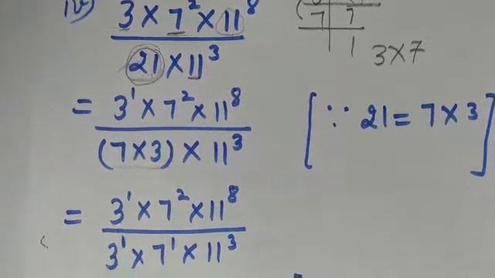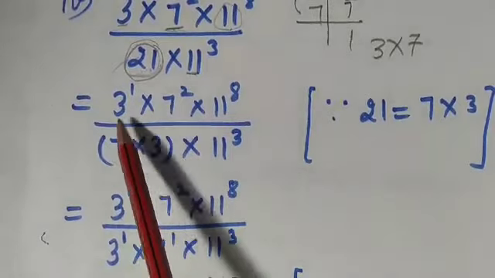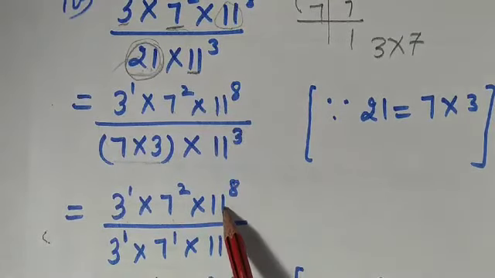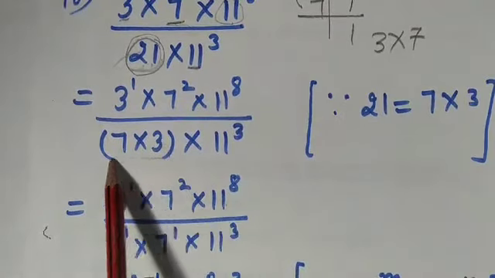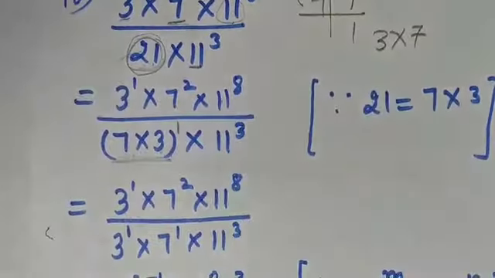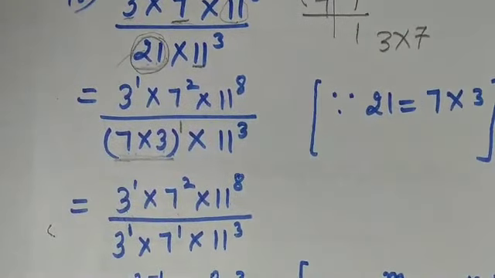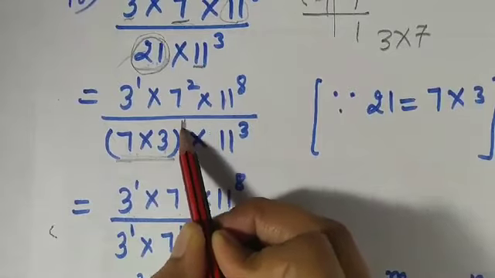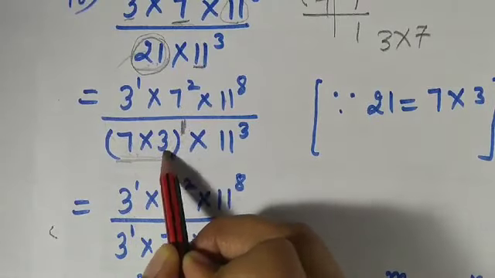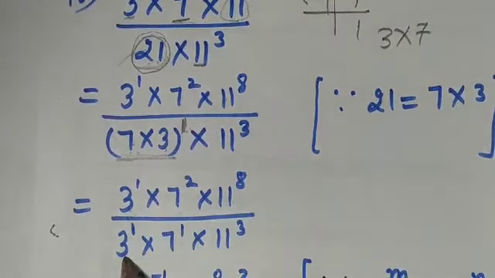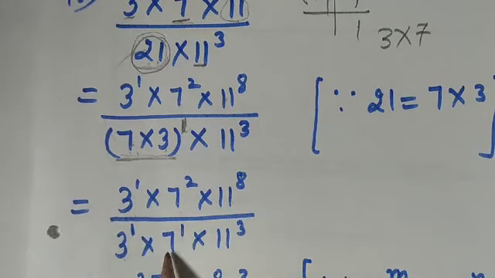Now, 3 raised to the power 1, 7 raised to the power 2, 11 raised to the power 8 divided by... as this is in multiplication, and the whole is raised to the power 1, because it does not have any power, it means it is having power 1. Now this power 1 gets distributed to each factor. So it will be 3 raised to the power 1, 7 raised to the power 1.